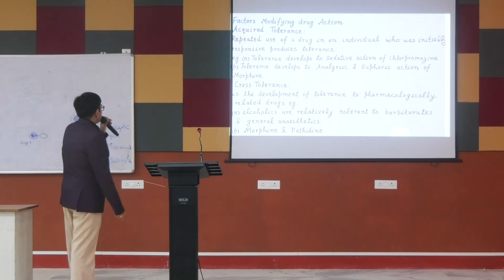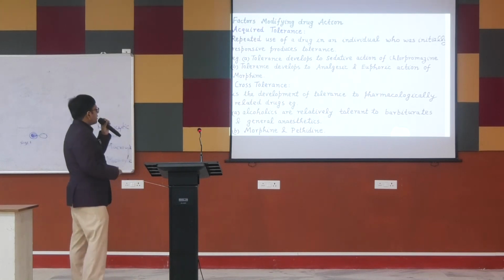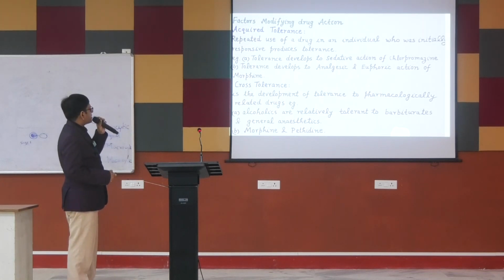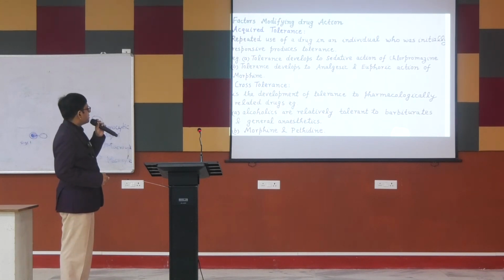Now, tolerance can be of two types. One is acquired tolerance. Acquired tolerance is, just what I said now, when you give a drug continuously, its responsiveness gradually reduces. Example, acquired tolerance develops to a drug called chlorpromazine. It's an antipsychotic drug, used in the treatment of psychiatric disorders. It has a sedative side effect. That effect gradually reduces as you go on giving the drug to a patient.